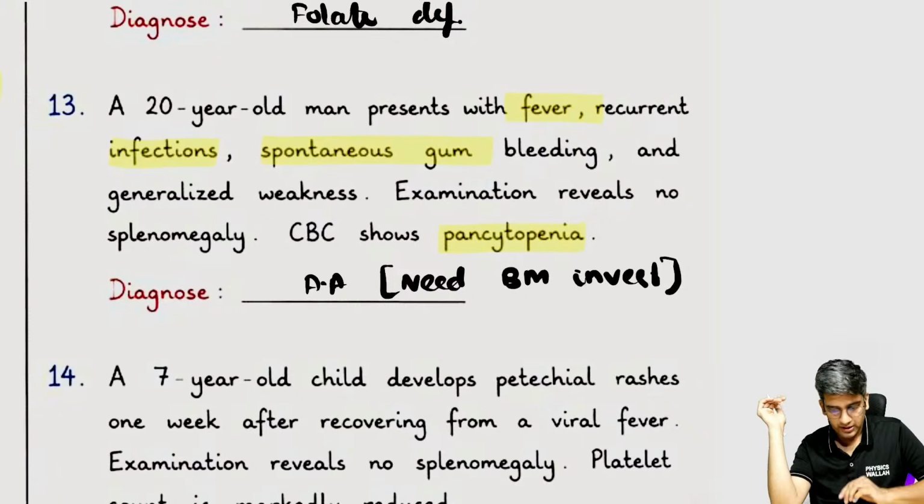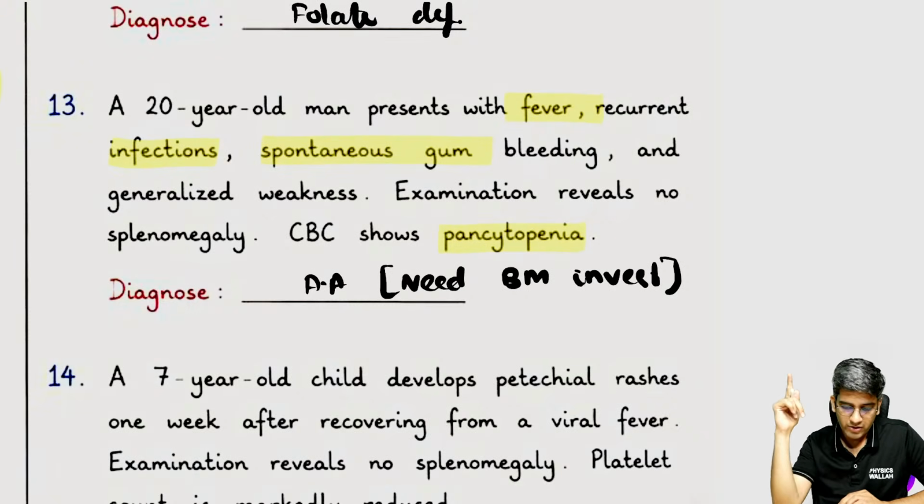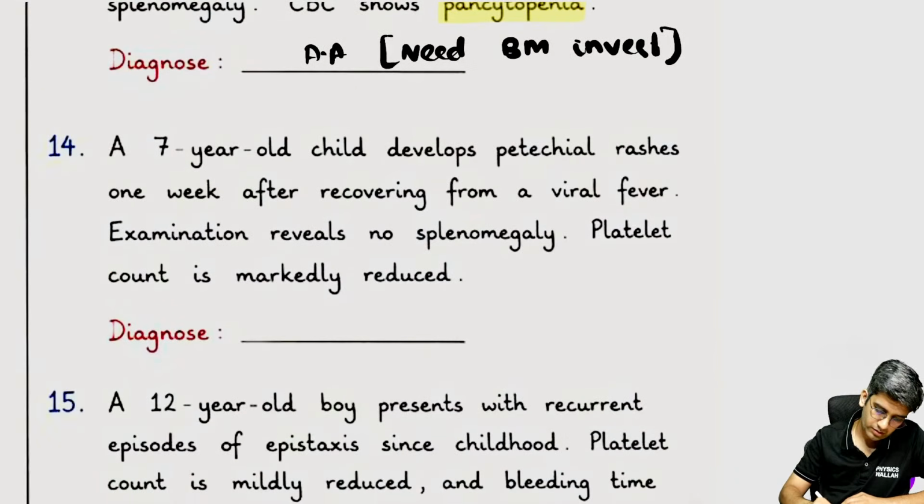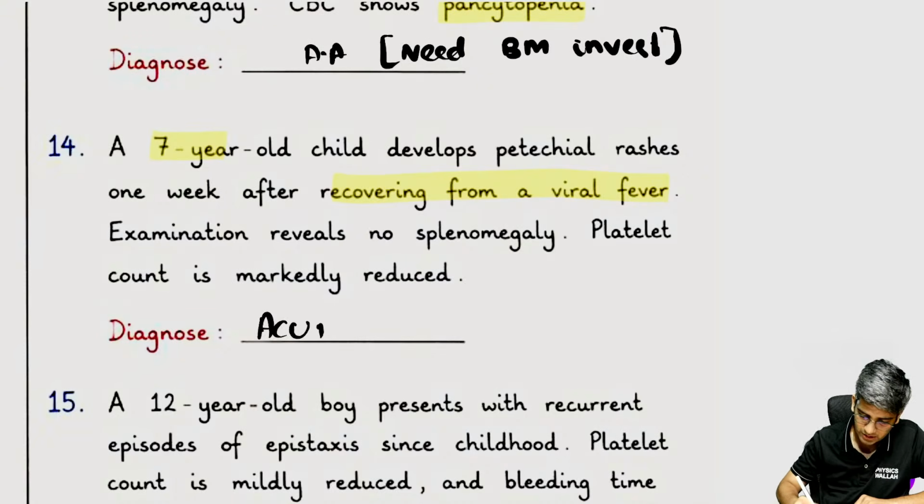Fine. Okay. This is not ITP. See, because it's fever, infection. ITP is only a platelet problem. Fine. This could be ITP, right? Child recovering from viral fever. To be exact, this should be an acute ITP, not just ITP. It should be an acute ITP.